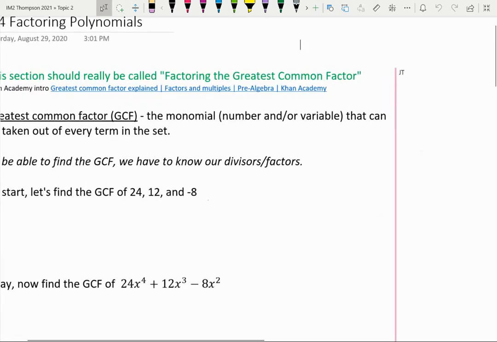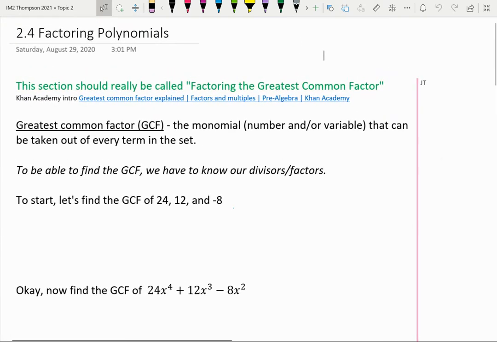Factoring Polynomials, which I think should be retitled Factoring the Greatest Common Factor. So we just watched this review video on factoring greatest common factor through Khan Academy. And we're going to start off with finding the GCF, or the greatest common factor, of 3 numbers instead of 2 numbers.